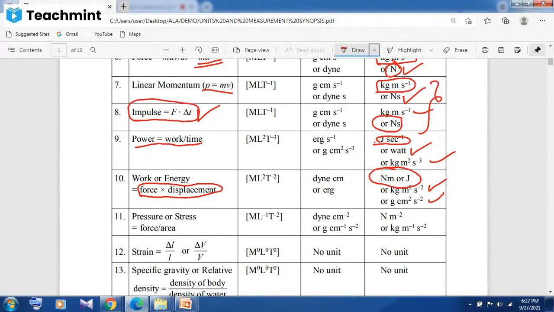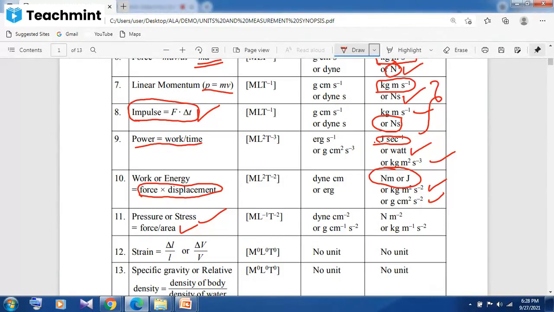Next important physical quantity you must know is pressure or stress. Stress means the restoring force developed in an area per unit area. So pressure or stress means force per area. Are you people writing it down? Yes, sir.